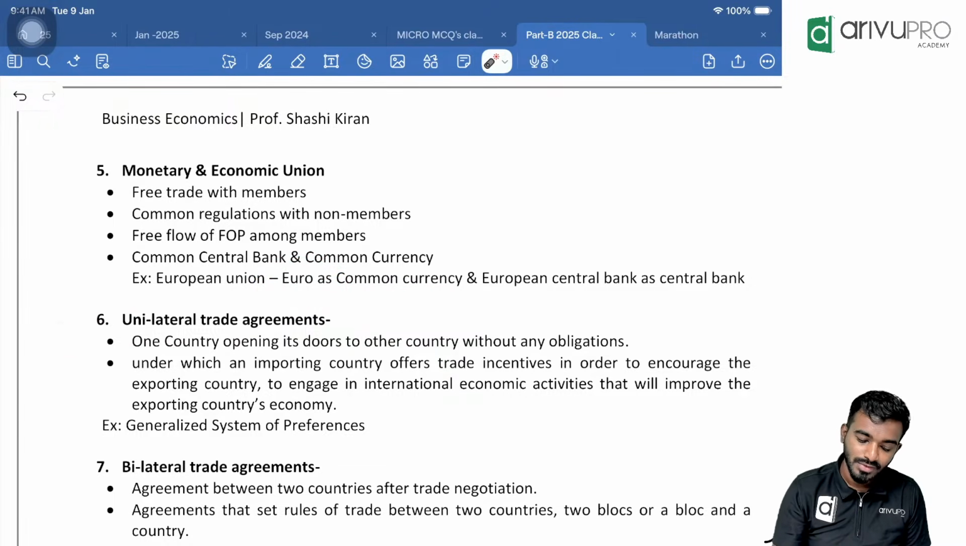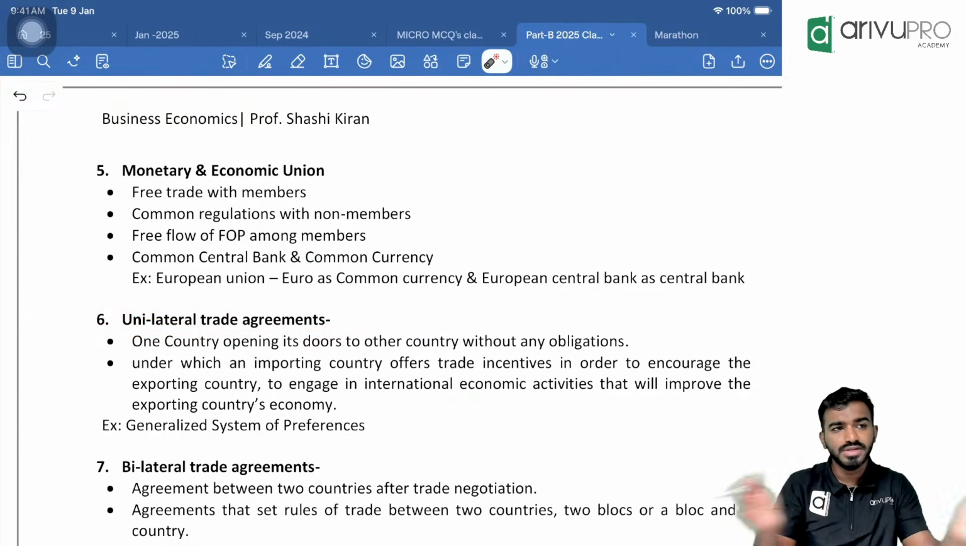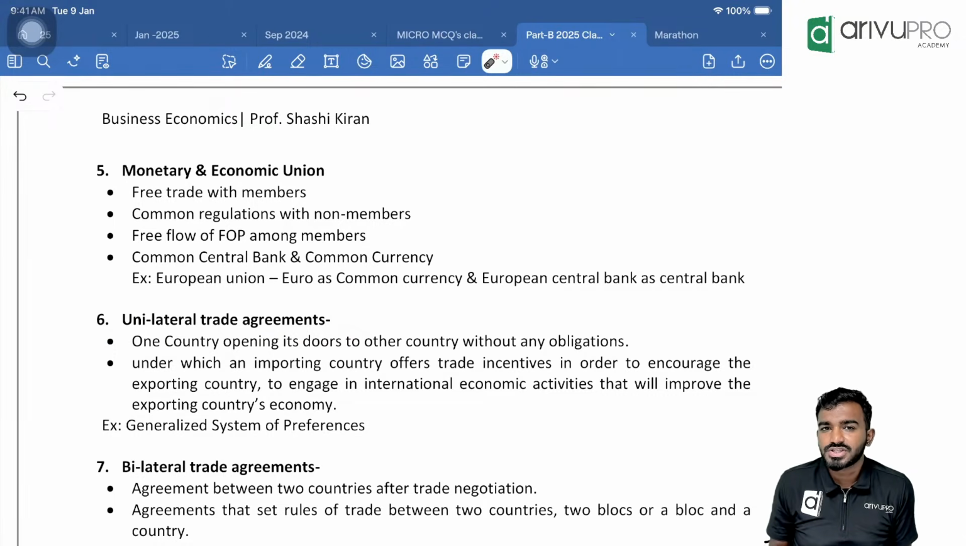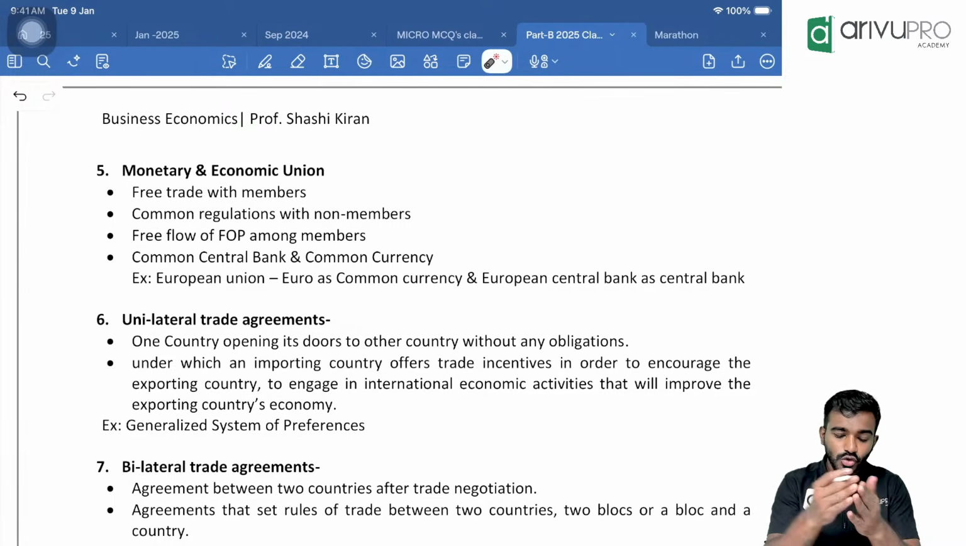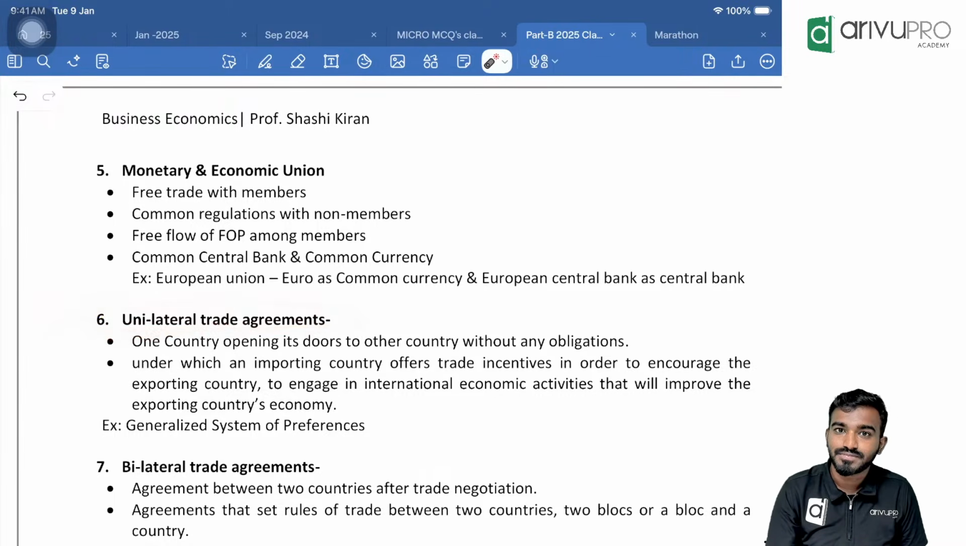Common currency. Unilateral agreement: one country opens its doors to another country without any restriction. For example, Sri Lanka, whose economy is not going well. Now the Indian government will say, Sri Lanka, no worries, you come sell the goods inside India. I will not levy any kind of taxes, and only for you. One country opens the gates, the other country gets the benefit. That is called a unilateral trade agreement.